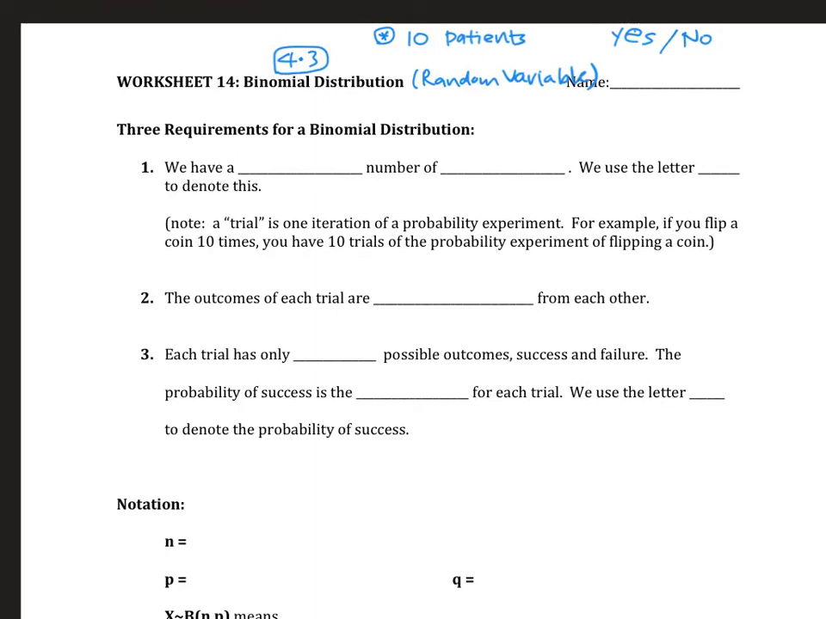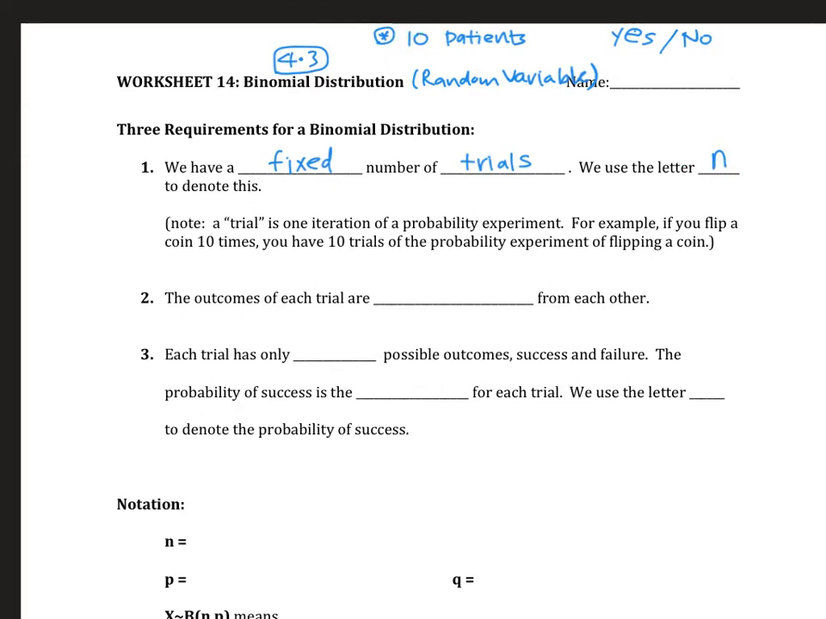All right, so some terminology here. There are 3 requirements for binomial distribution. We have a fixed number of trials. From our 10 patients example, I'm testing 10 patients, so there is a fixed number of trials. I'm going to run this test 10 times, right? We use the letter n to denote this. In that example, n was equal to 10.